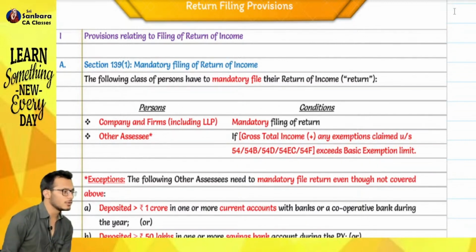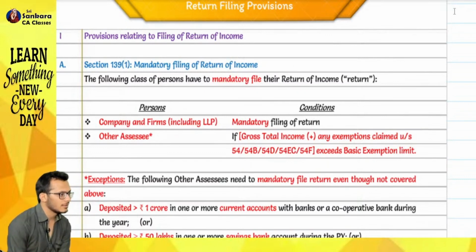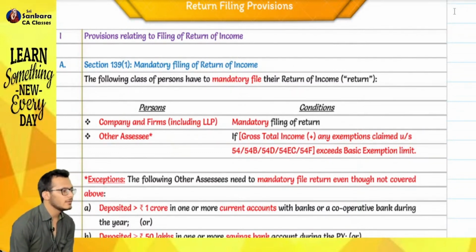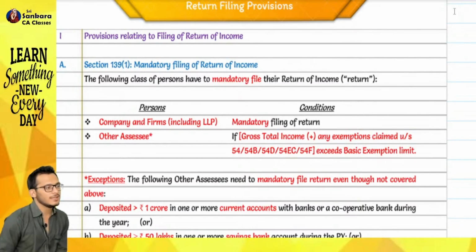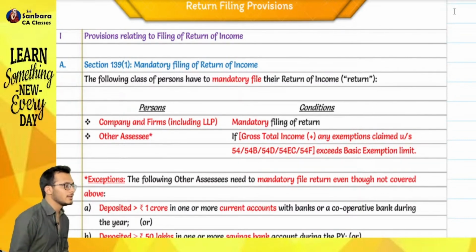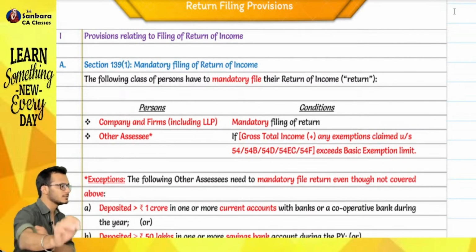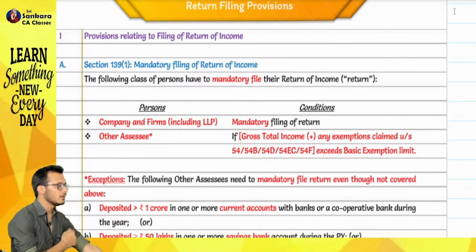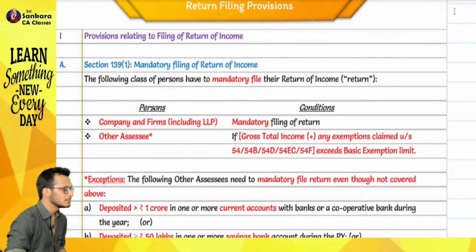Gross total income is more than your basic exemption limit, you need to file a return. Please understand, it is not your total income, it is your gross total income. Even though you are going to pay tax on your total income, for the purpose of return filing, you will check your gross total income. Here they add an extra condition: it is gross total income ignoring any kind of 54 exemptions which you have. What are 54 exemptions?